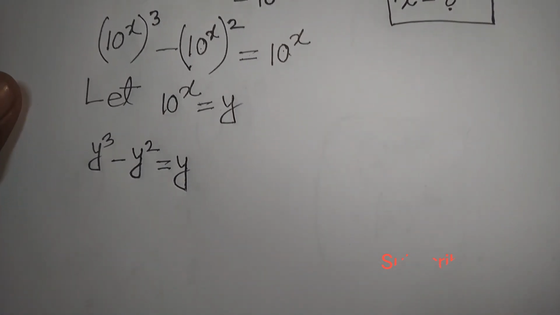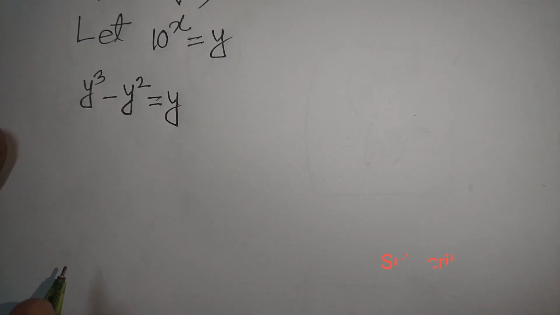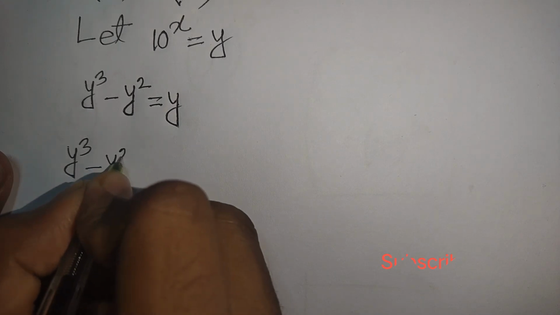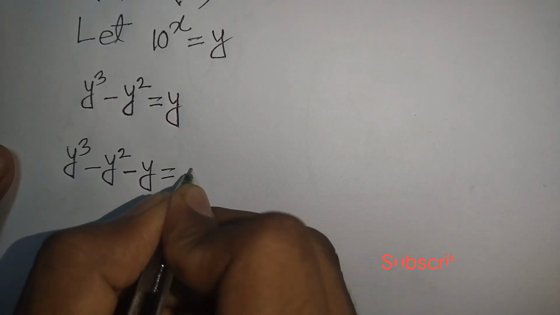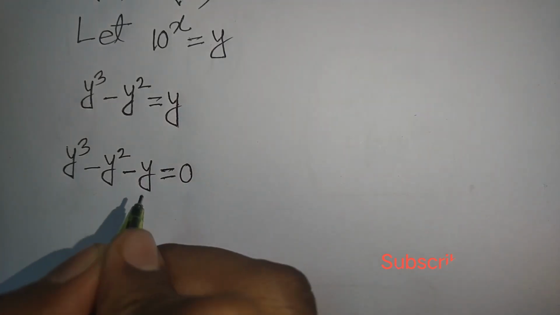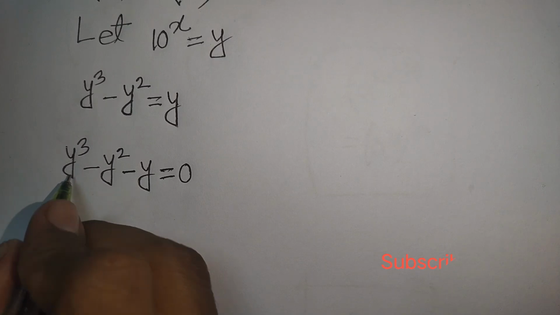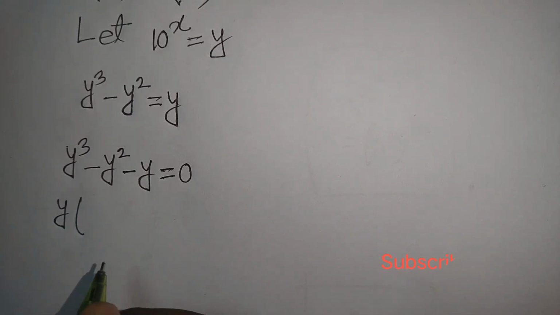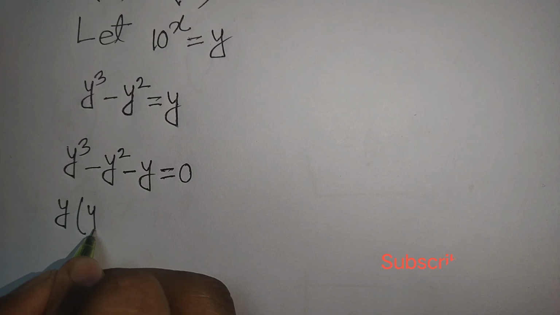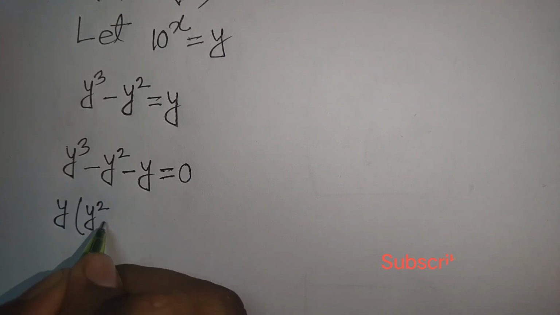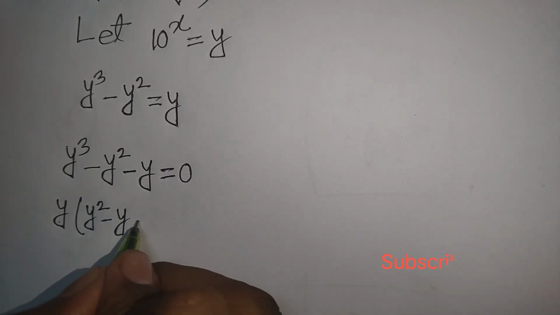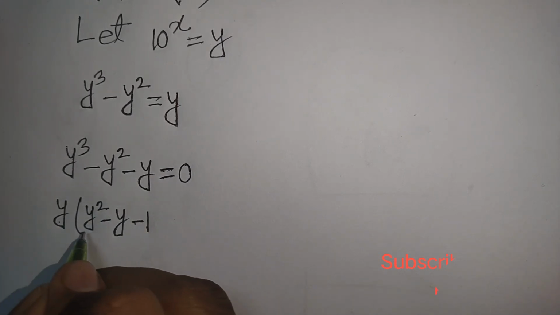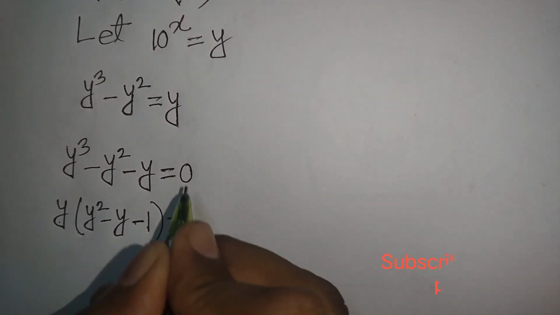Now I can write here y cube minus y square, then this plus y taken to the left side, so this will be minus y, then is equal to 0. Now from the left side you take common y, so y is out of the bracket, this divided by this, that means it will be y square, minus this divided by this, that means it will be y, then minus y divided by y, that means it will be minus 1, then bracket close is equal to 0.